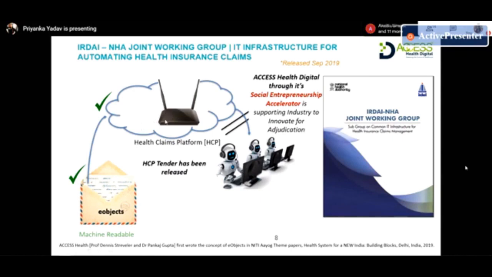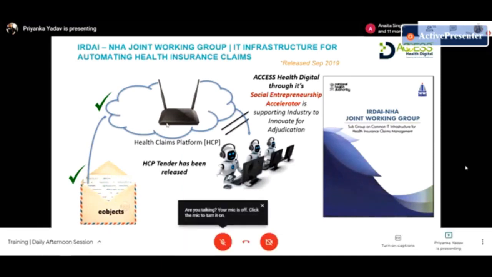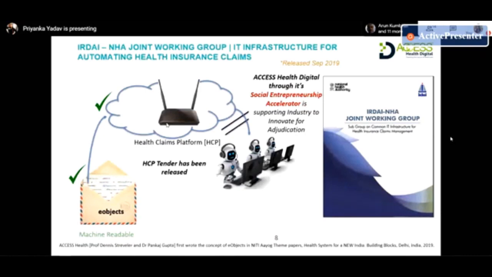It will read the address and then do a very basic validation in terms of technical errors or the information it requires to route the claim. It will perform basic validation and transmit it to the particular payer as per the address provided. The detailed information about the patient, beneficiary, treatment given, everything is part of the claim object, which will not be revealed to the health claim platform. It will only be accessed by the particular payer to which it is intended. And the entire concept of implementation was written in the IRDA and NHA Joint Working Group report.